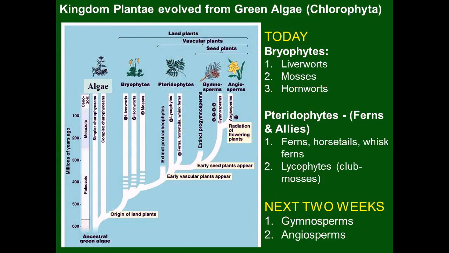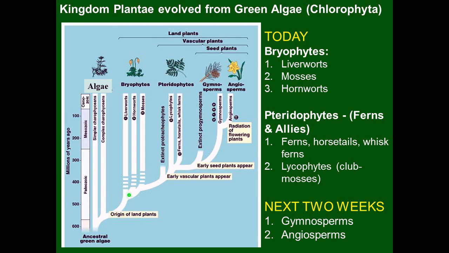Let's examine a cladogram or phylogenetic tree of our kingdom Plantae. We begin with Plantae evolving from a green algae, a chlorophyta, down in the bottom left-hand portion of our diagram. So as we work our way through time, we can see that algae still exist, and we have simple and complex chlorophytans. And then we have the origin of land plants. So we're moving from the ocean to land somewhere around 500 million years ago.